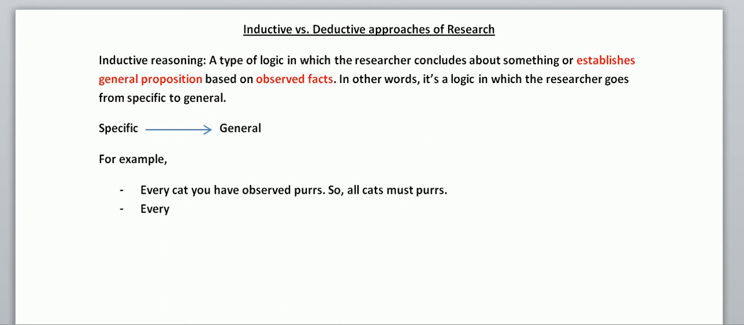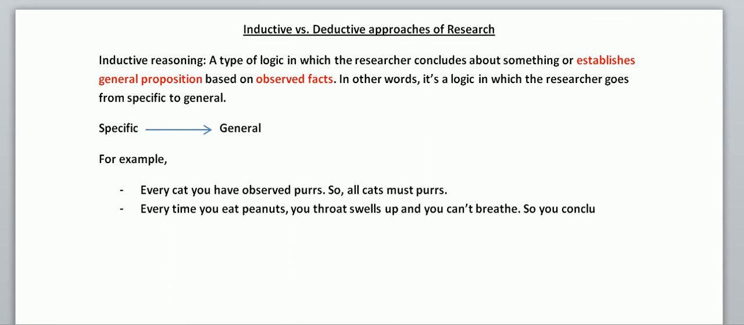For example, you say every time you eat peanuts, your throat swells up, okay, and you can't breathe. So look, dear students, every time you eat peanuts, your throat swells up. Okay, here is a problem. When you eat peanuts, your throat swells up. So then you conclude about yourself. And what is the conclusion? You conclude that you are allergic to peanuts, right?